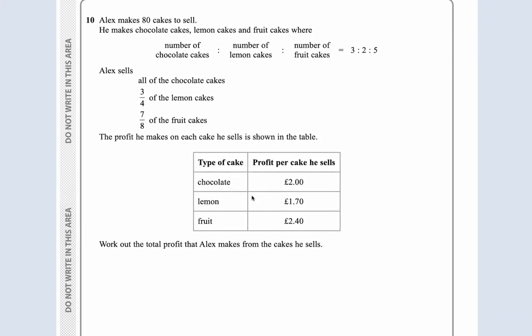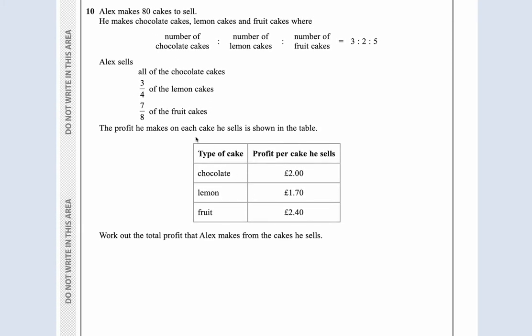Okay. Question 10. Alex makes 80 cakes to sell. He makes chocolate cakes, lemon cakes, and fruit cakes, and the ratio is 3 to 2 to 5. Alex sells all of the chocolate cakes, 3/4 of the lemon cakes, 7/8 of the fruit cakes. The profit he makes on each cake is shown here. Work out the total profit he makes.